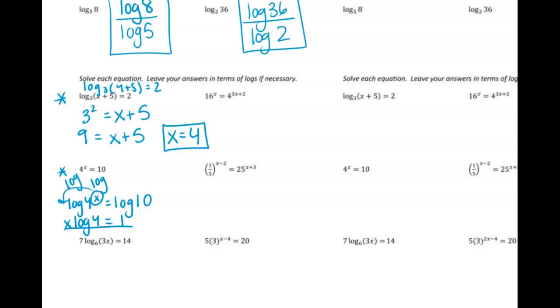If I divide by log 4, x equals 1 over log of 4. I don't know what that is, but my calculator would if I wanted to find out. Okay. Switch colors. Let's do this one. These two are very much similar processes.